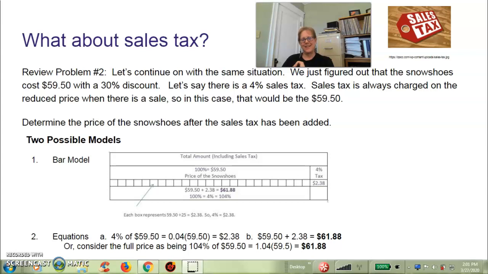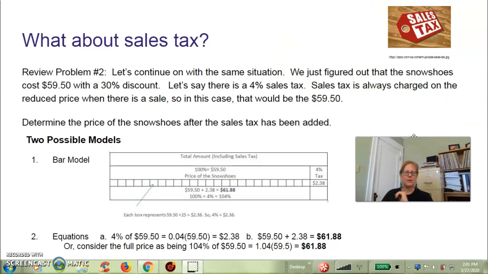All right, here we go. All right, so let's take a look at a couple of different models that I used. All right, you can see I got 61.88. So if you're looking for the answer, that was my answer. Hopefully I did that right.